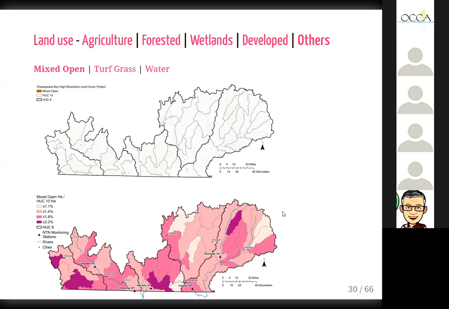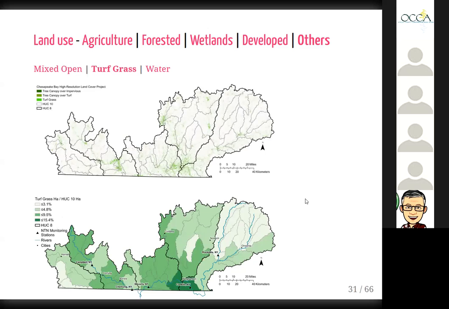So mixed open is kind of a catch-all for things that don't fit under any of the other categories. And we see a lot of shrub grass in there. And you can see it's a very small percent of the watershed, and it hardly comes up on the map. Turf grass is kind of where you can see the sprawl from the cities. Higher around the cities, and other towns light up now on the map.